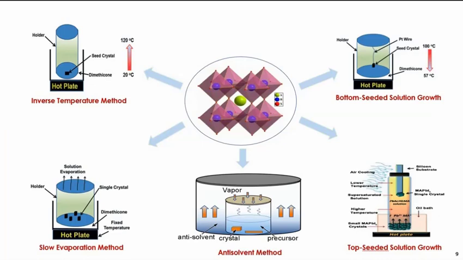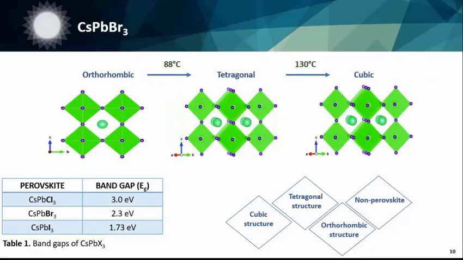I would like to briefly talk about the solution methods: inverse temperature method, slow evaporation method, anti-solvent method, top-seeded solution growth, and bottom-seeded solution growth. Cesium lead halide structures have four polymorphs. These are cubic, tetragonal, orthorhombic, and non-perovskite structures. Cesium lead bromide crystallizes in the orthorhombic space group at room temperature and transforms into a tetragonal phase at 88 degrees Celsius and a cubic phase at 130 degrees Celsius. In addition, cesium lead bromide has a wide band gap of 2.3 electron volts.